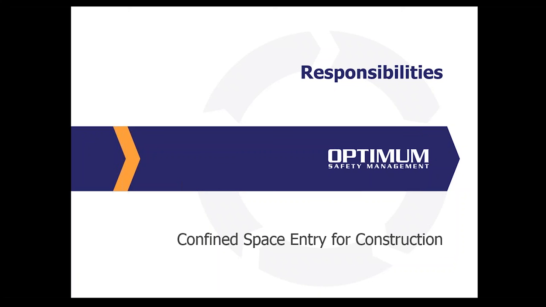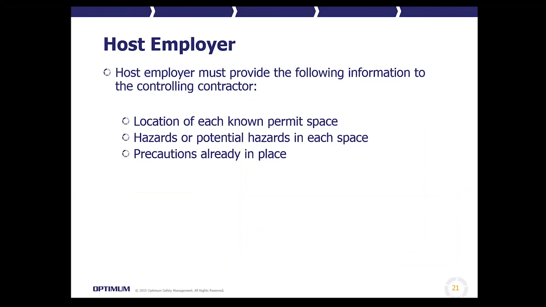So once we determine that, yes, we've got confined spaces and we're going to be either working around them, in them, or telling someone to go work in them, we need to look at who has responsibilities for what. So the host employer, as I talked about a little bit earlier, a big portion of this new standard deals with communication. We need everybody on site to know what everybody else is doing and where these confined spaces are located. So the host employer needs to provide information to the controlling contractor. They need to tell them, hey, I know there's a confined space over in this part of the site, got to let you know where that's at. I know these are the hazards or even the potential hazards in each one of these spaces, and here are some precautions that have already been taken.